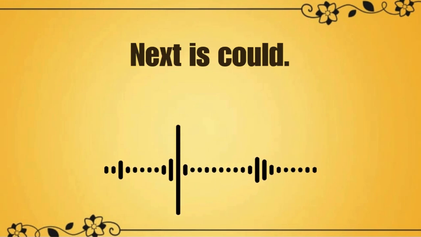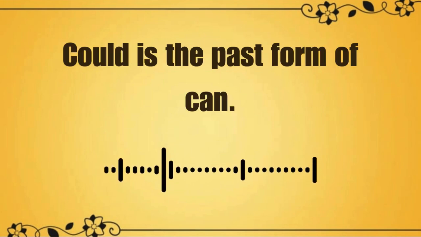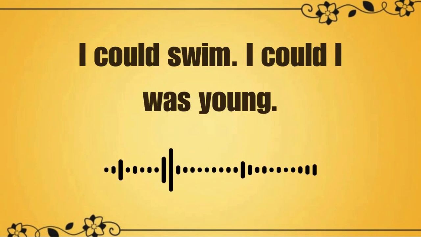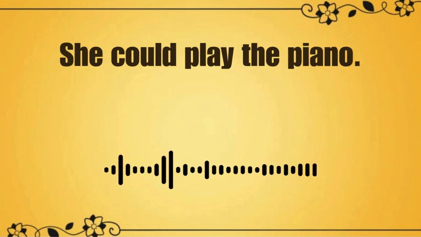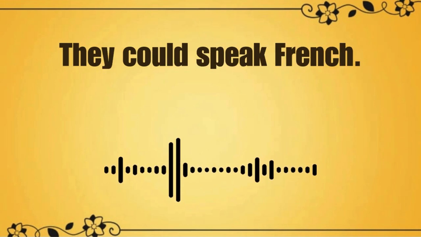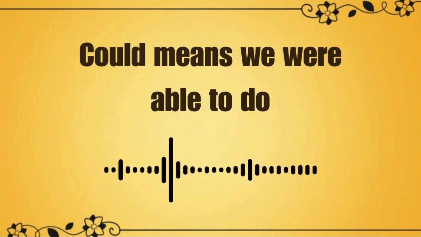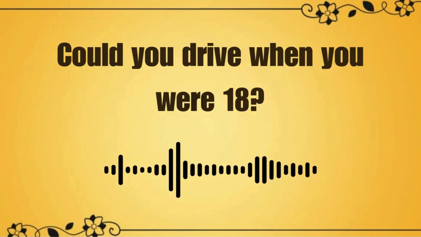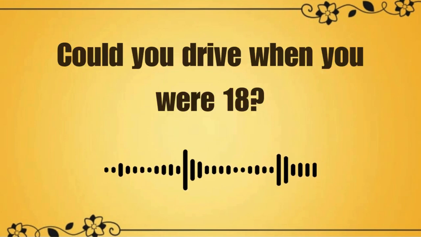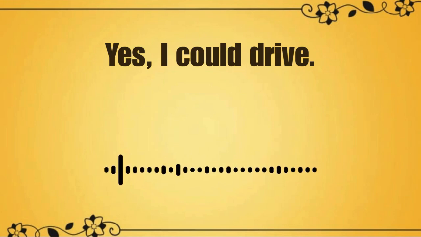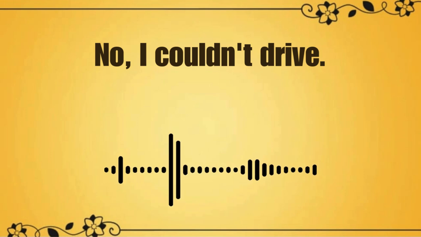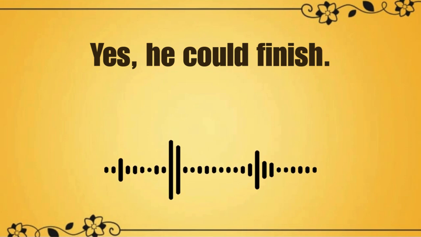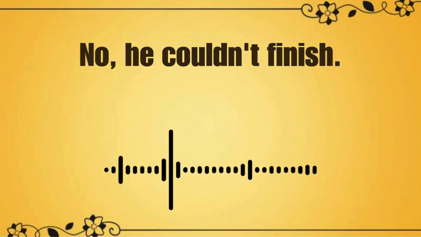Next is could. Could is the past form of can. It also shows possibility. I could swim when I was young. She could play the piano. They could speak French. Could means we were able to do something in the past. Let's practice. Could you drive when you were 18? Yes, I could drive. No, I couldn't drive. Could he finish the job? Yes, he could finish. No, he couldn't finish.